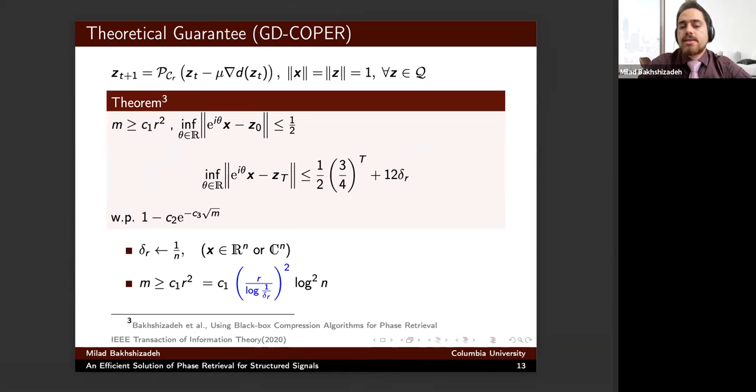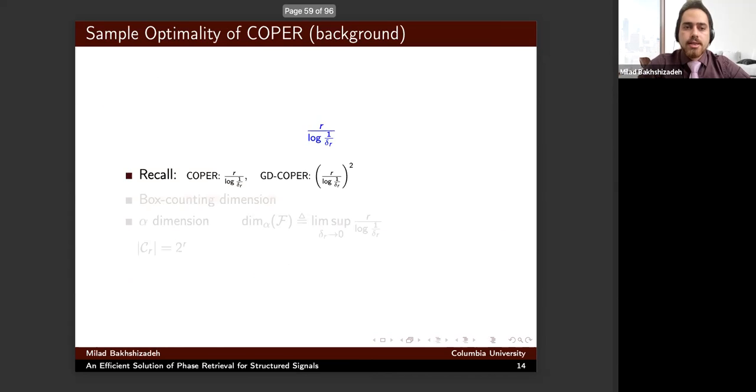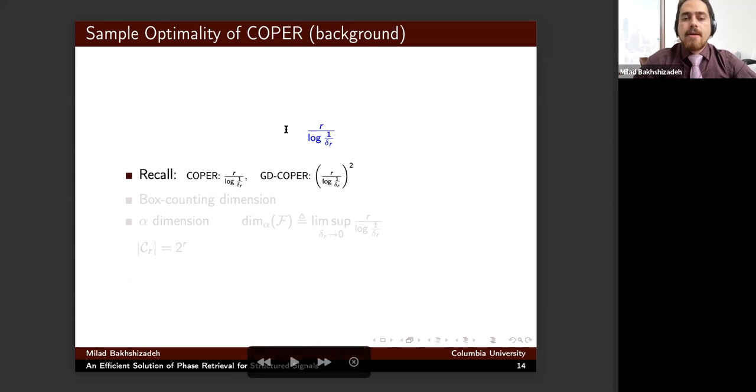Because I want to compare the sample complexity with the one that we had with COPER, I'm going to write it down as the following. If you ignore the logarithmic term in this display, you can see the sample complexity of GD COPER is the square of the sample complexity we had for COPER. We are going to discuss this issue in more detail later. So as I promised, let's see what this magical ratio means in our results. Note that the sample complexity of COPER is slightly more than this ratio.